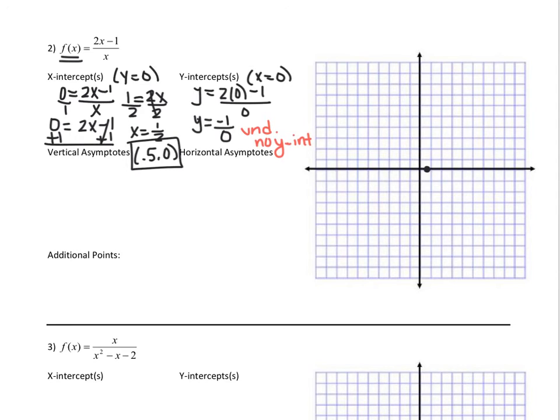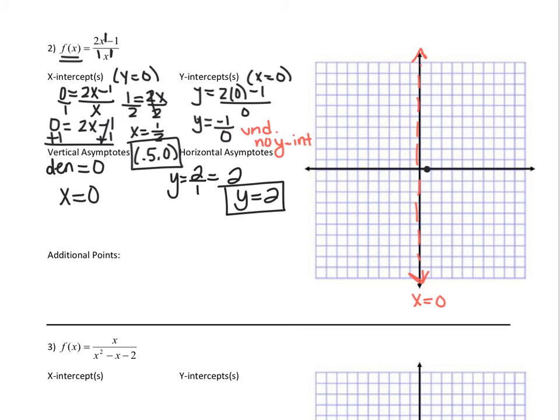Now again, vertical asymptote is when the denominator equals 0. So when we set x equal to 0, that is my vertical asymptote. So that's this equation right here. So we could say x equals 0. Horizontal asymptotes occur when, well, we look at the degree of the numerator and the degree of the denominator. Since they are equal, because this is a 1 and this is a 1, we take the ratio of the coefficients. So it's 2 over 1, so y equals 2 over 1, which is 2. So the horizontal asymptote is y equals 2.